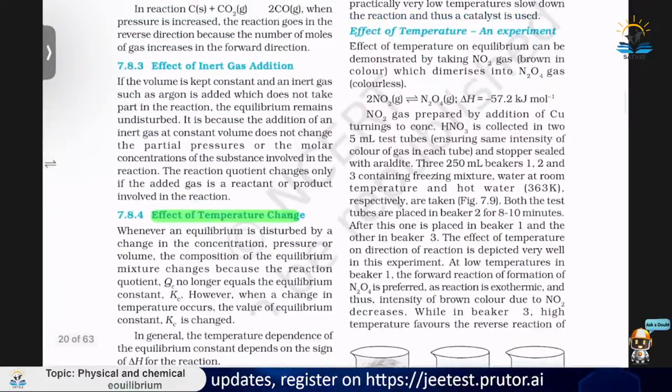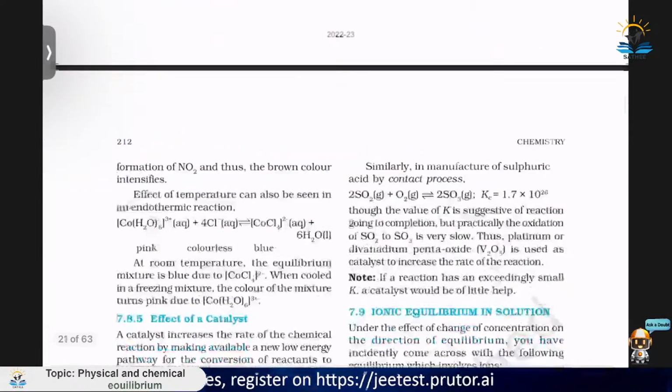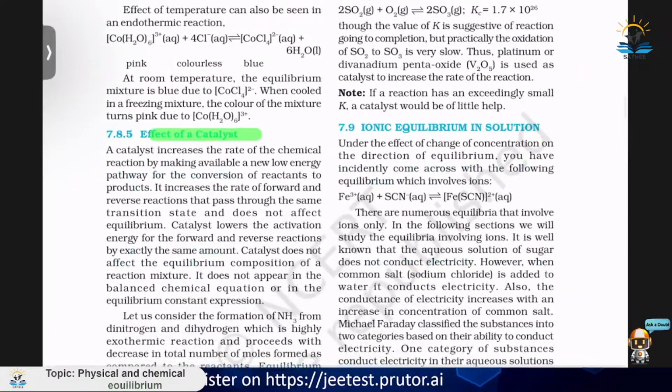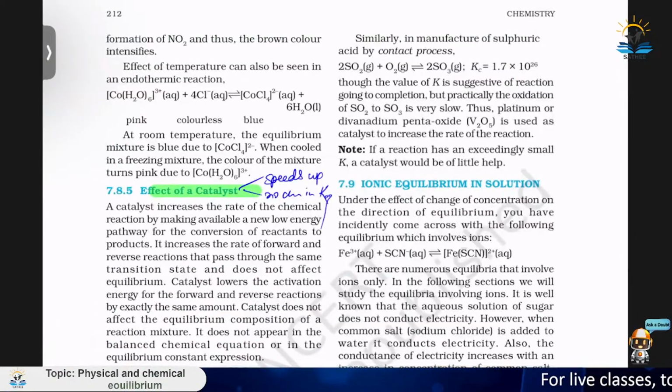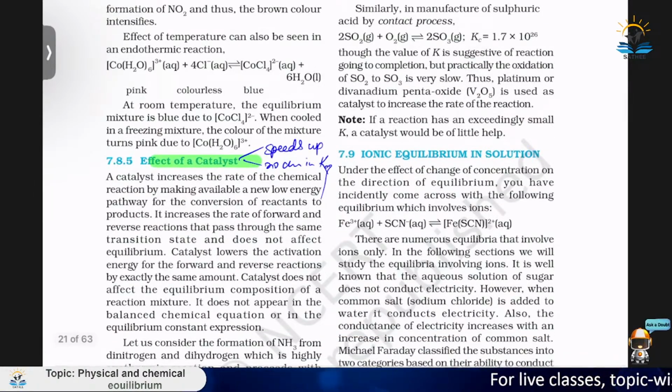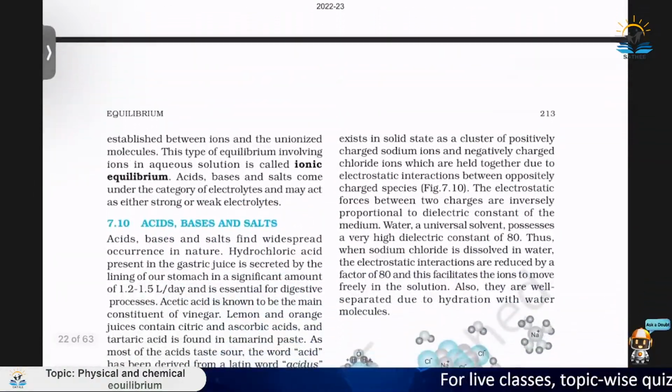Effect of temperature, we have covered. Effect of a catalyst. What does a catalyst do? We all know a catalyst speeds up a reaction. No change in equilibrium constant. Only temperature can change the equilibrium constant. So yeah, we are officially done with the theory part. We'll move on to the questions.